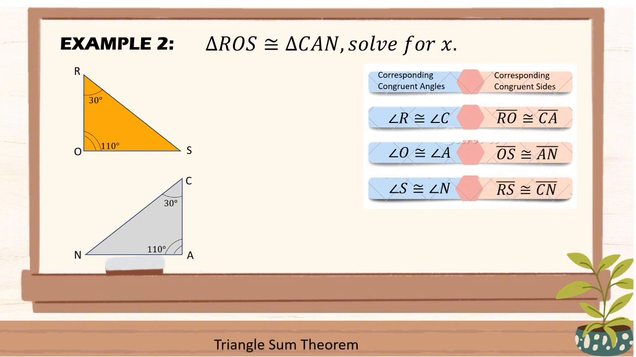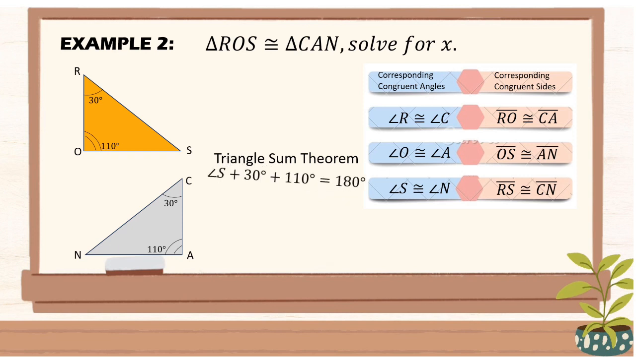To solve for the missing angle, we will use the triangle sum theorem. The formula for this is the 3 interior angles should be added and equal to 180 degrees. We will add the 3 angles. Angle S represents the variable for the missing value. Angle S plus 30 degrees plus 110 degrees is equal to 180 degrees.